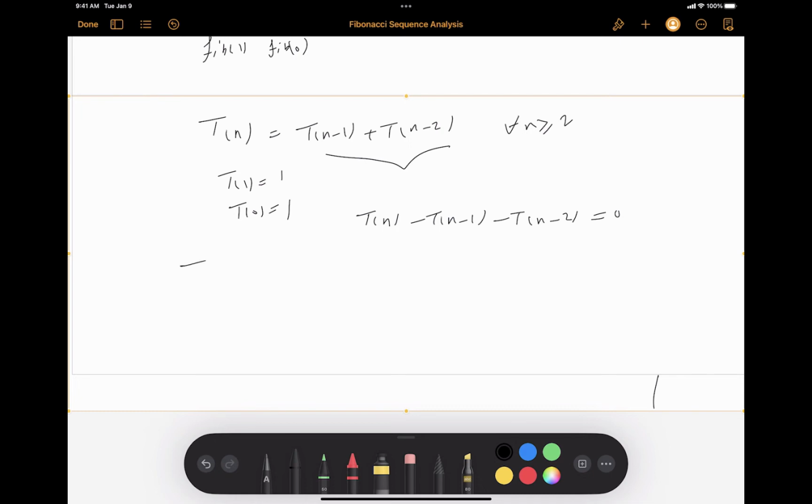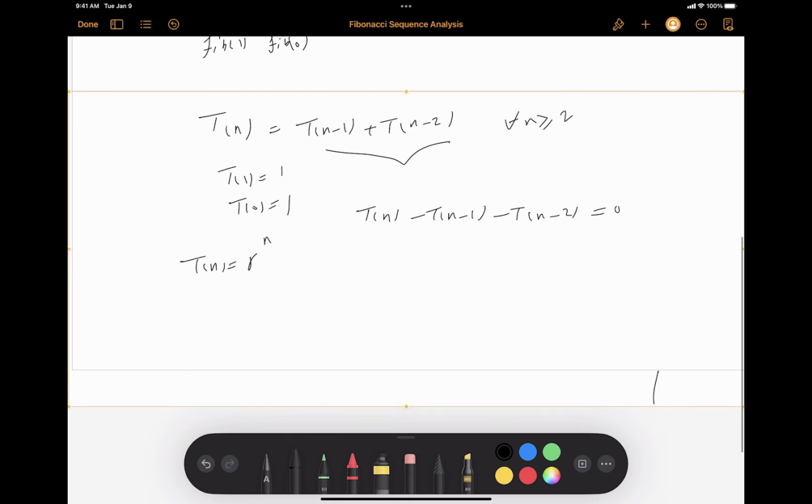We can assume that T(n) is in the form of r to the power n. I'm not going to go into the details of why we can assume that T(n) can be seen as r to the power n. That will be explained in some other videos. But for now, we can just say that T(n) is in the form of r to the power n, an exponential time complexity.